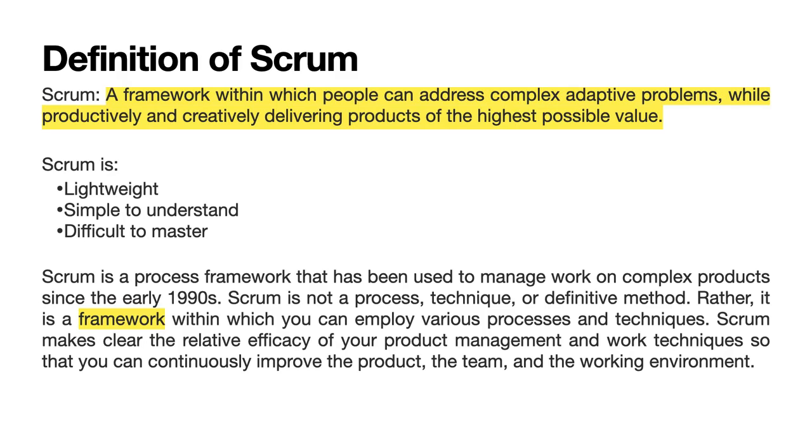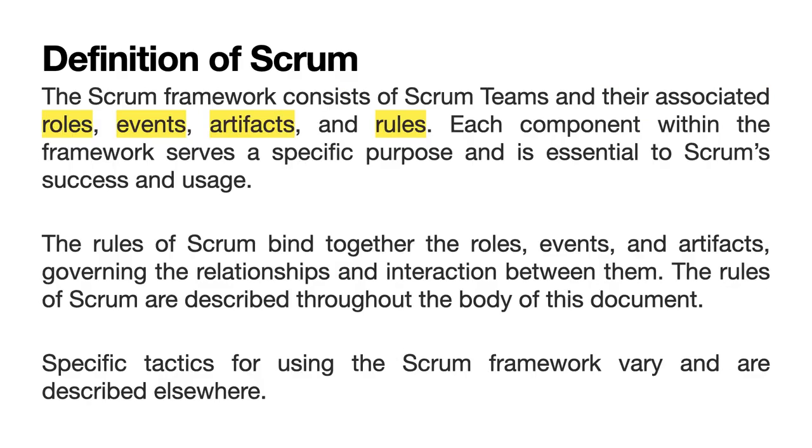Scrum makes clear the relative efficacy of your product management and work techniques so that you can continuously improve the product, the team, and the working environment. The Scrum framework consists of Scrum Teams and their associated roles, events, artifacts, and rules. Each component within the framework serves a specific purpose and is essential to Scrum's success and usage. The rules of Scrum bind together the roles, events, and artifacts, governing the relationships and interaction between them. The rules of Scrum are described throughout the body of this document. Specific tactics for using the Scrum framework vary and are described elsewhere.